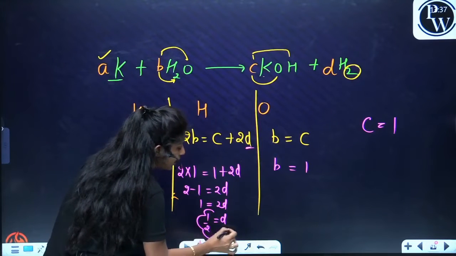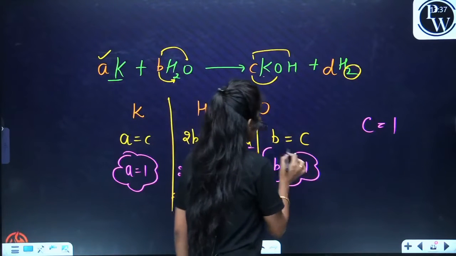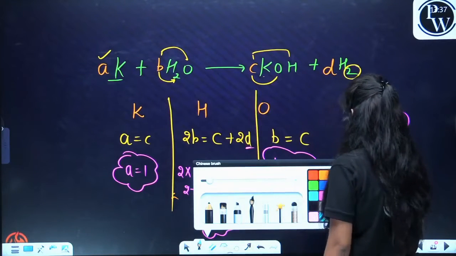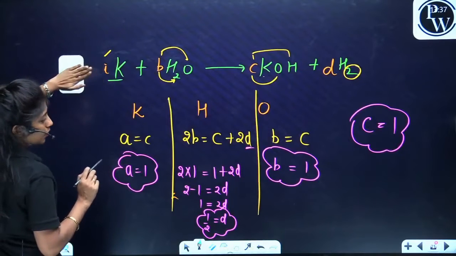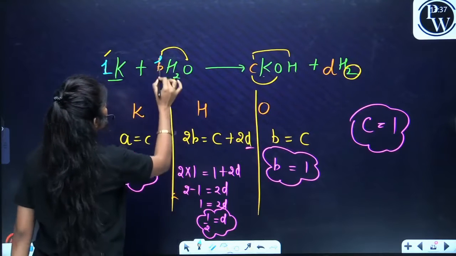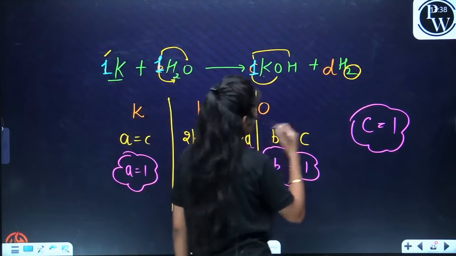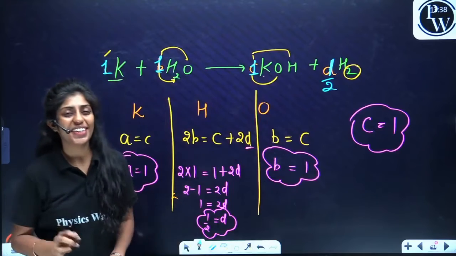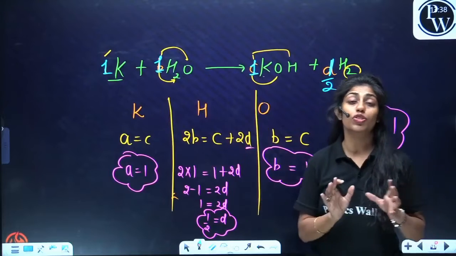So I will be getting all the values of the coefficients A, B, C and D. So what I need to do, the next step is, I will be writing these. So in place of A, I can write 1. In place of B, I can write 1. In place of C, I can write again 1. In place of D, I will be writing 1 by 2. Okay, but there is a condition, the chemical equations should be having the coefficient which is a whole number.